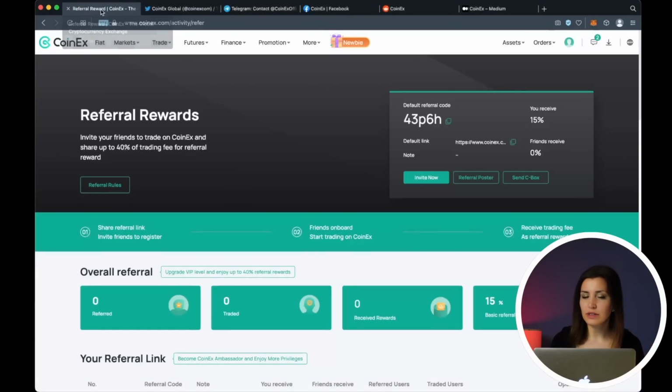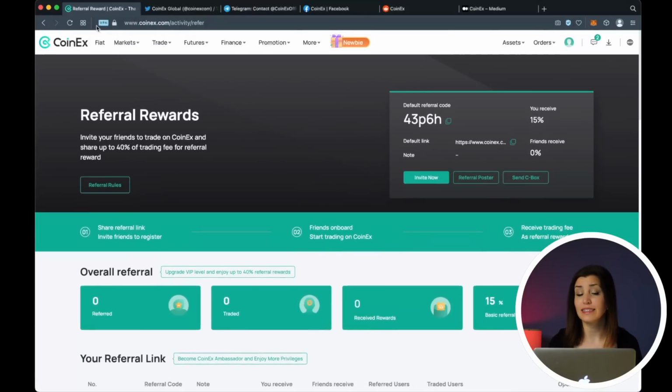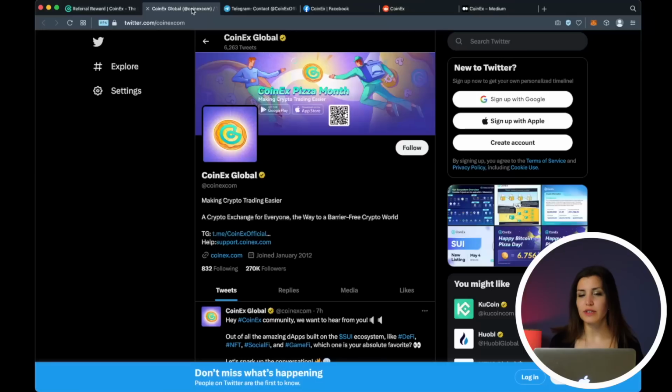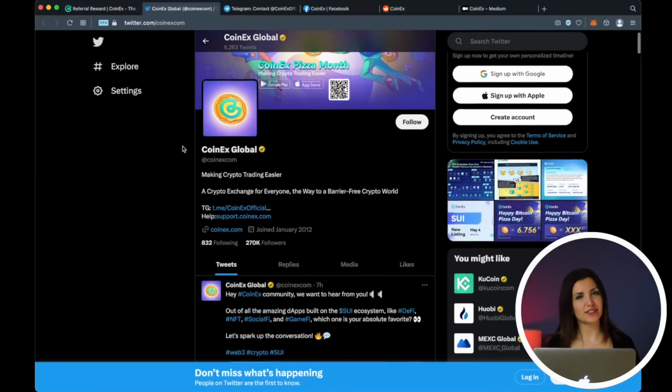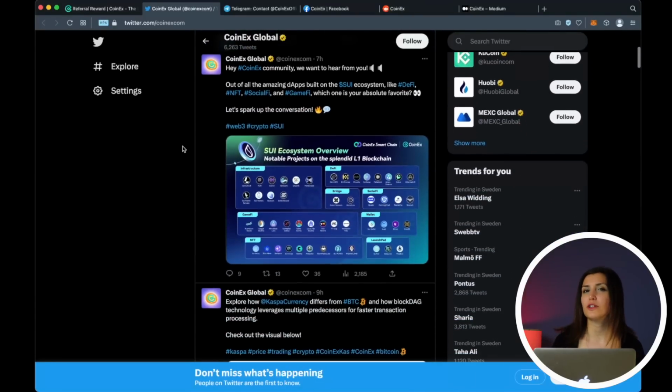CoinEx is a global cryptocurrency exchange that was founded in December 2017 and is based in Hong Kong. The platform is developed by a team of professionals with extensive experience in the blockchain industry. Since its inception, CoinEx has become one of the leading cryptocurrency exchanges in the world, with a strong focus on providing a user-friendly and secure platform for its users.